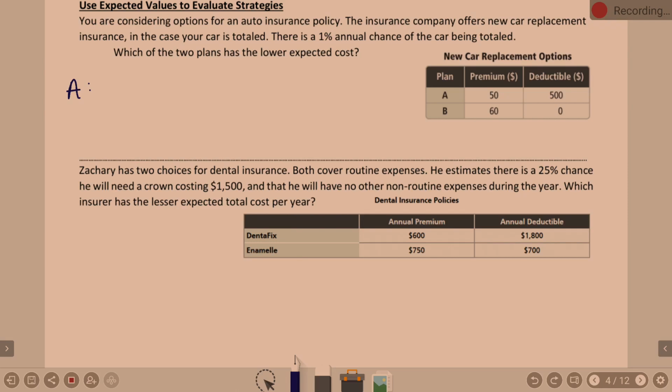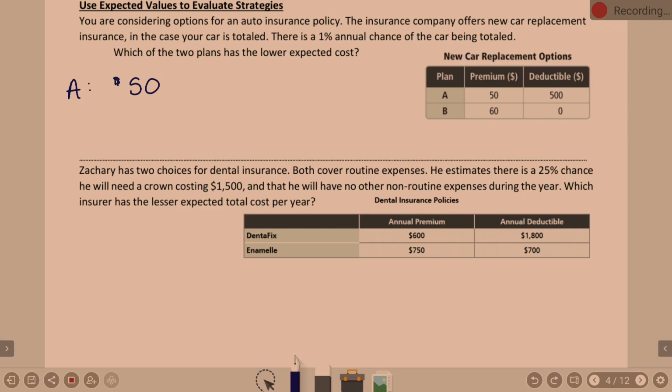What do I know I'm going to have to do? Pay $50. I have to pay $50 to have this insurance. That's my premium. Geez, that's a really cheap premium. Okay. So $50 is my premium. So I am paying $50.